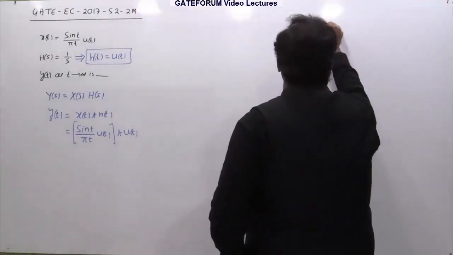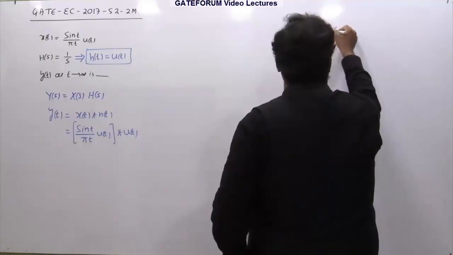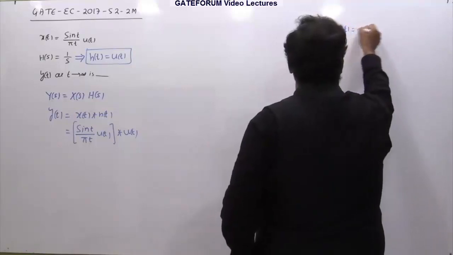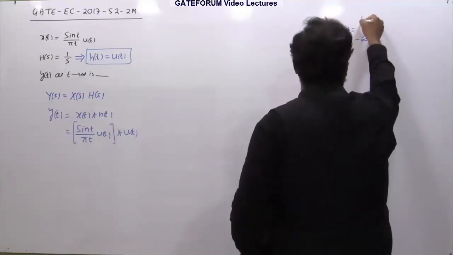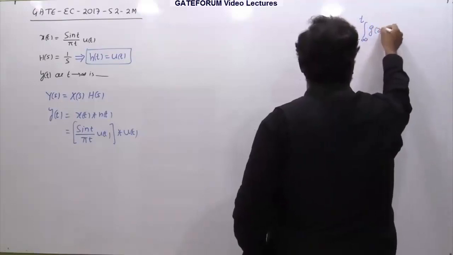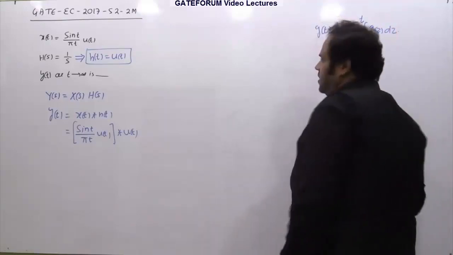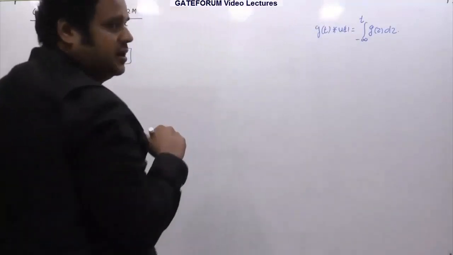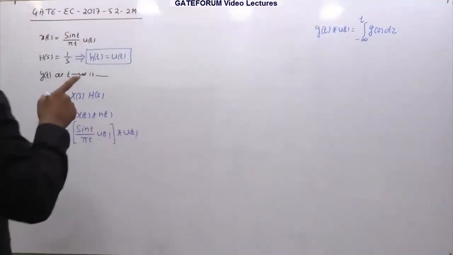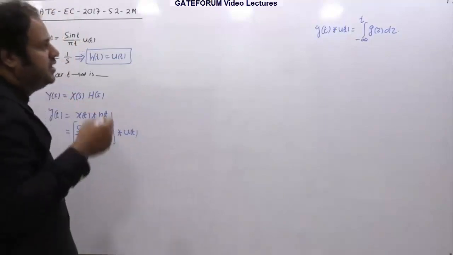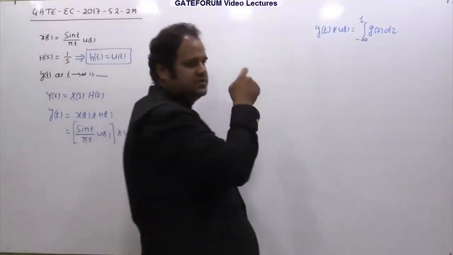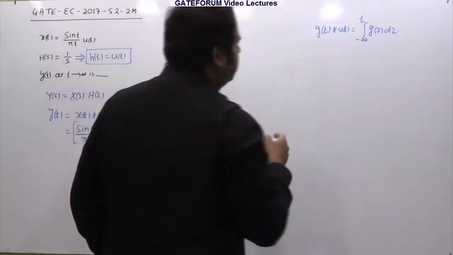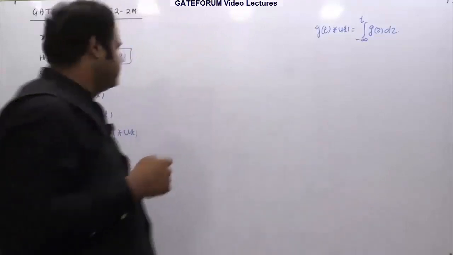And I believe you also know we have a standard result for any signal convolved with the step signal. If I say g(t) convolved with u(t), this is given by the integration from minus infinity to t of g(tau) d tau. This is a very basic result. While learning the step response of an LTI system, you must have learned this integral, right? So any signal convolved with the step signal is equal to the integration of that signal from minus infinity to t with respect to tau.